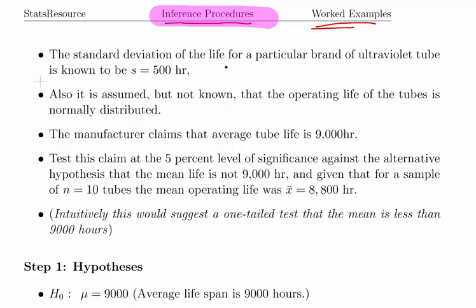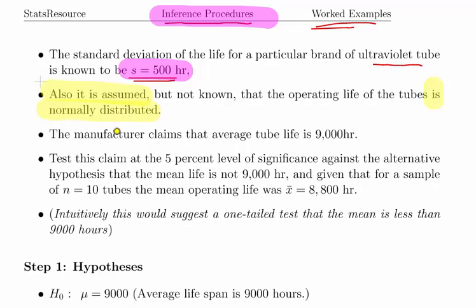So the standard deviation of the life of a particular brand of ultraviolet tube is known to be S equals 500 hours. Okay, that starts us off fairly nicely. S is 500 hours. It is also assumed, but not known, that the operating life of the tubes is normally distributed. That's the best we can do in this particular instance. If not, we're sort of stuck. We can't really go any further. So we just have to work on the basis that it is assumed to be normally distributed.